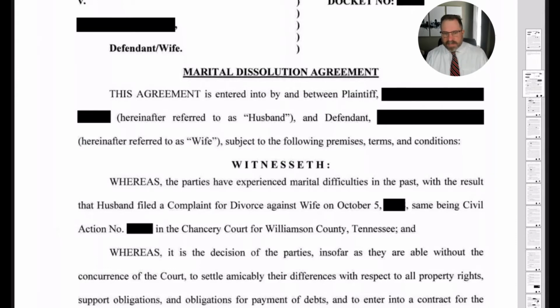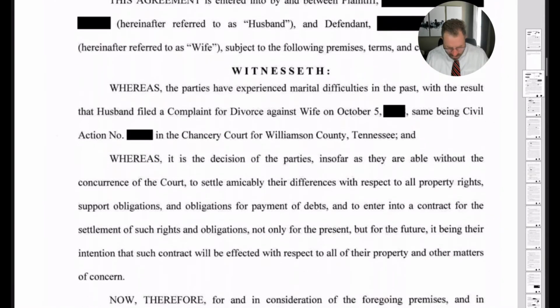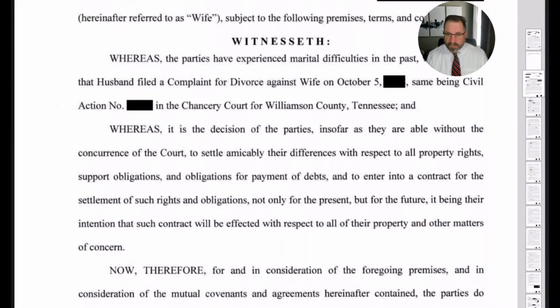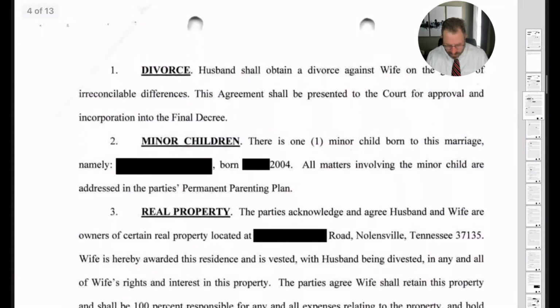Certain facts are recited. You can see those here, that the complaint was filed on a certain date. And essentially what this says in a lot of expensive lawyer words is they've made a deal, and this is the deal. So, in this case, the husband was granted the divorce on the grounds of irreconcilable differences. It really doesn't make any difference. There is no concession of fault or anything here.